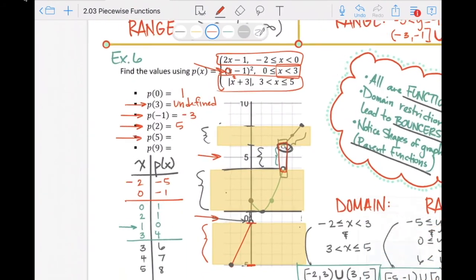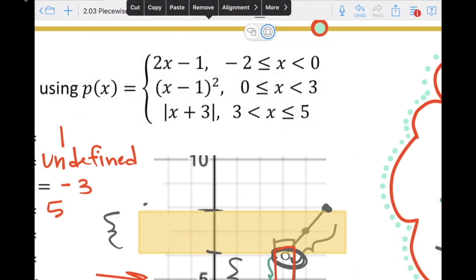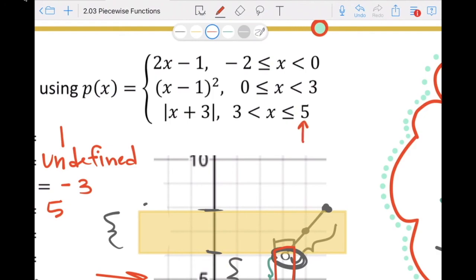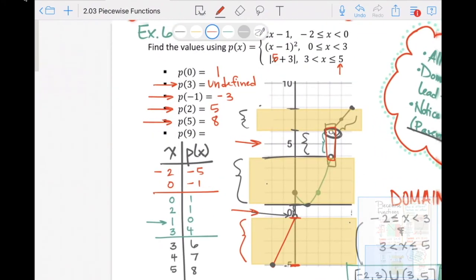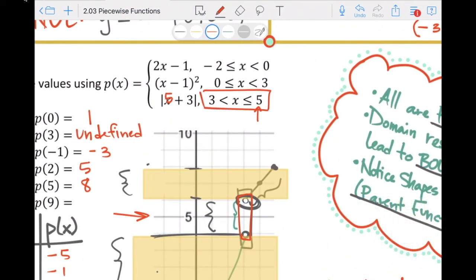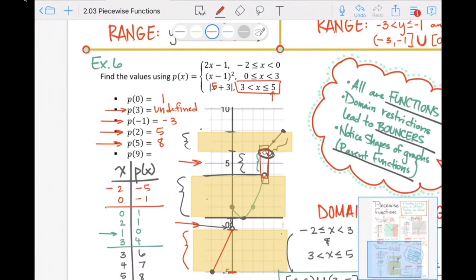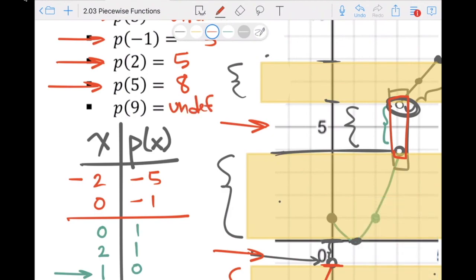Now, p of 5, again, we're looking for where we can have a 5 in this piecewise function. So it's right here. So 5 plus 3. So p of 5 is 8. And finally, p of 9. Notice the biggest x value you'll see on this piecewise function is 5. So p of 9 does not exist, or in other words, it is undefined.